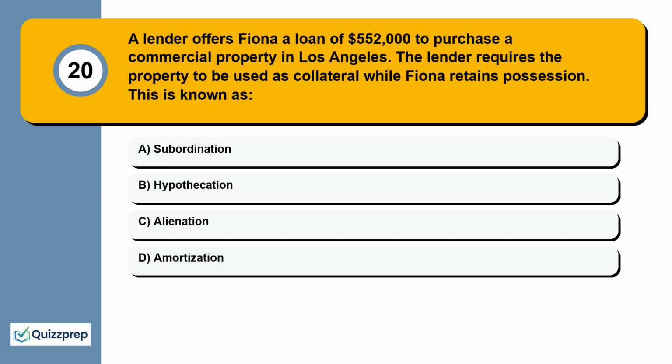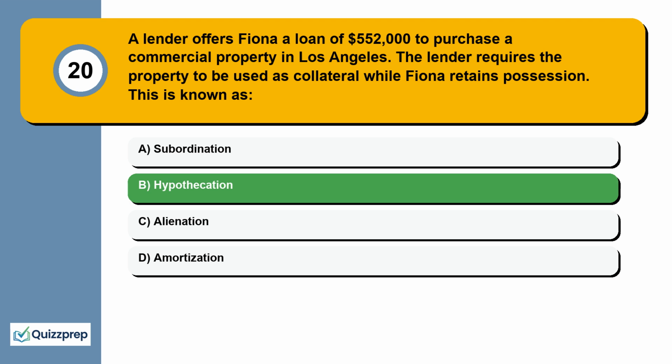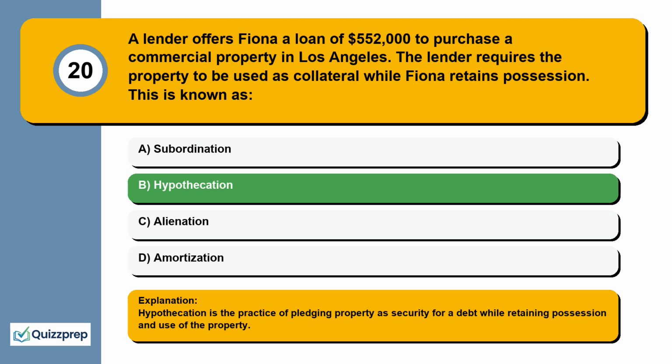Question 20. A lender offers Fiona a loan of $552,000 to purchase a commercial property in Los Angeles. The lender requires the property to be used as collateral while Fiona retains possession. This is known as subordination, hypothecation, alienation, amortization. Hypothecation is the practice of pledging property as security for a debt while retaining possession and use of the property.